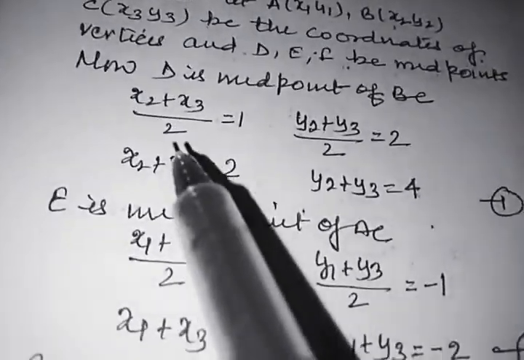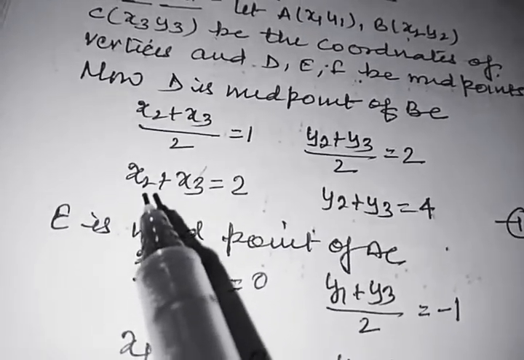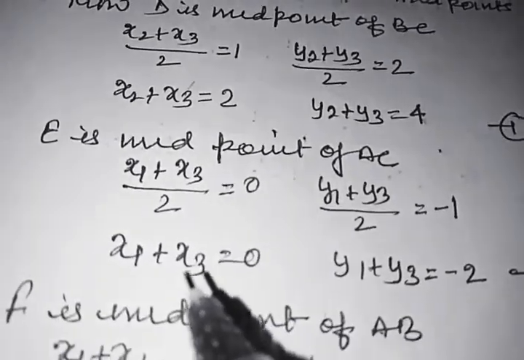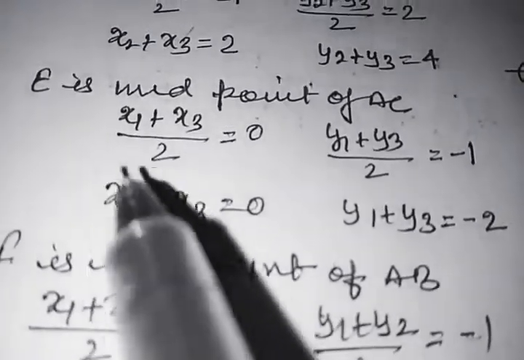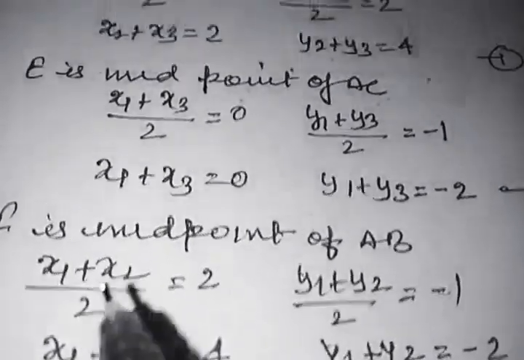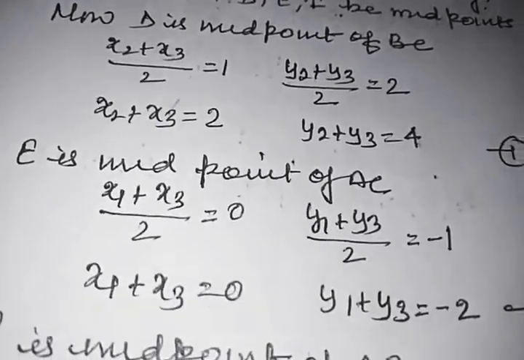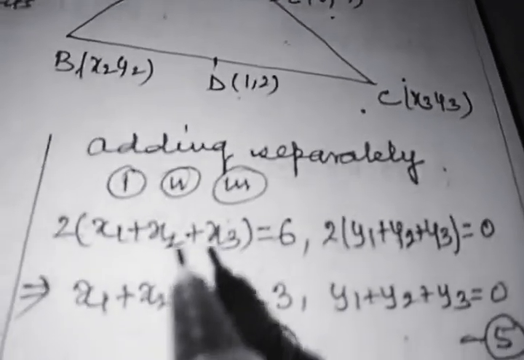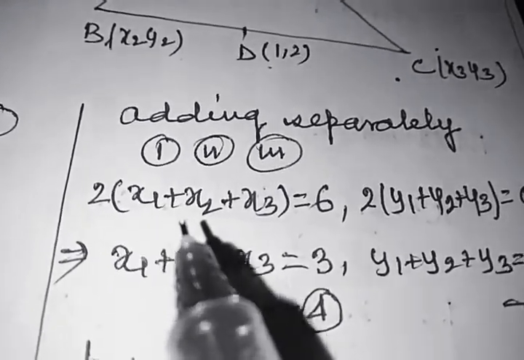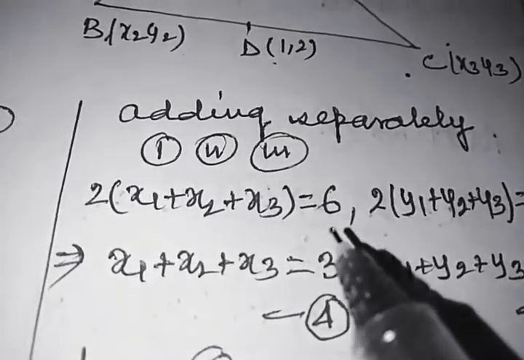You see, x1 is this, this is x2. x2 will come one here, one here. It is coming 2 times. x1 is coming 2 times. Okay. Similarly, x2 all are coming. x3 is coming 2 times. So what we will get here? Twice of x1 plus x2 plus x3 is equal to 6.